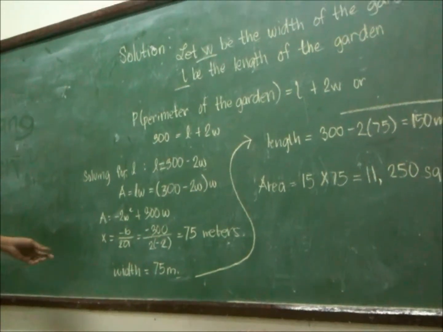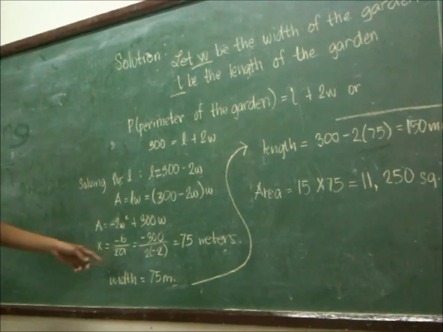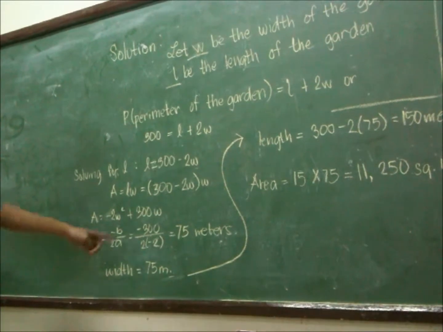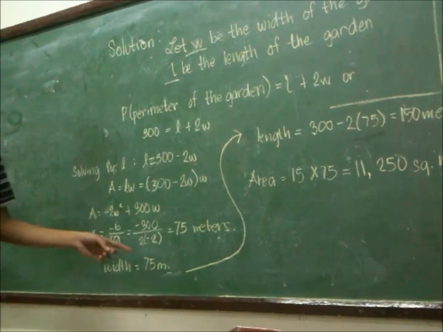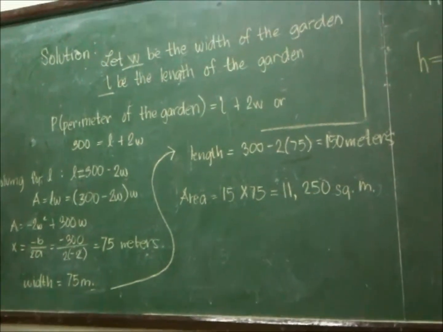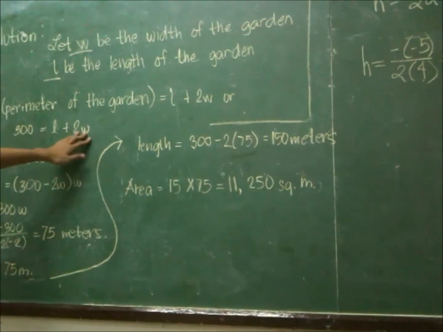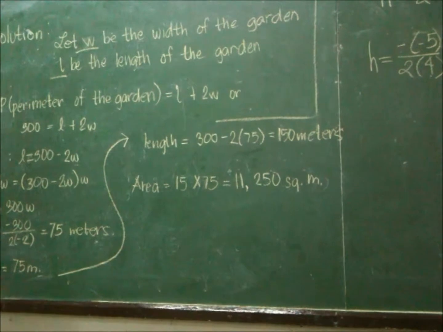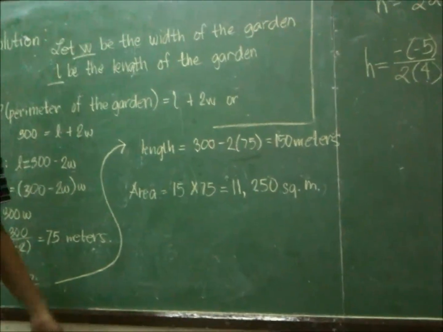Solving for the x-coordinate, it is equal to negative b over 2a. Substitute 300 for b and negative 2 for a, so we get negative 300 over 2 times negative 2, which gives 75 meters. The width of Mang Allen's garden is 75 meters. The length is equal to 300 minus 2 times the width of the garden, 75, which is equal to 150 meters. Therefore, the area is equal to 150 times 75, which is 11,250 square meters.